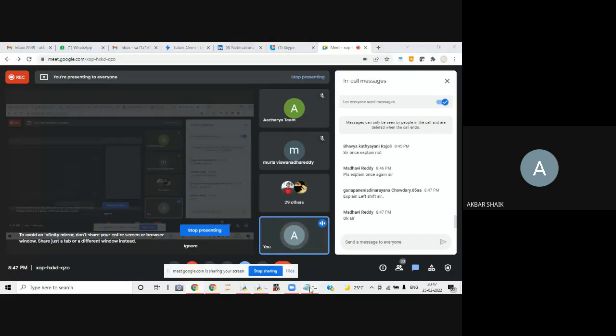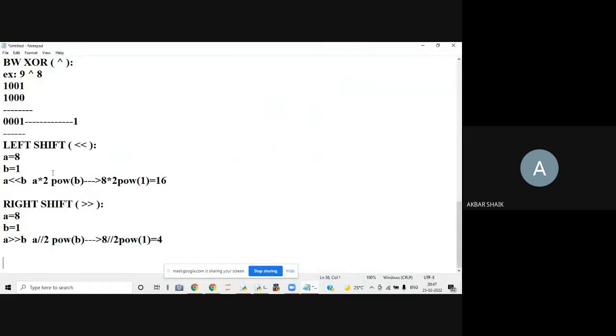Left shift is simple. For example, here 8 is a value. 8 left shift 1 means a value 8 into 2 to the power of 1. For example, here b value is 2, then what we write? 8 into 2 to the power of 2, like that. Left shift means into, right shift means by.